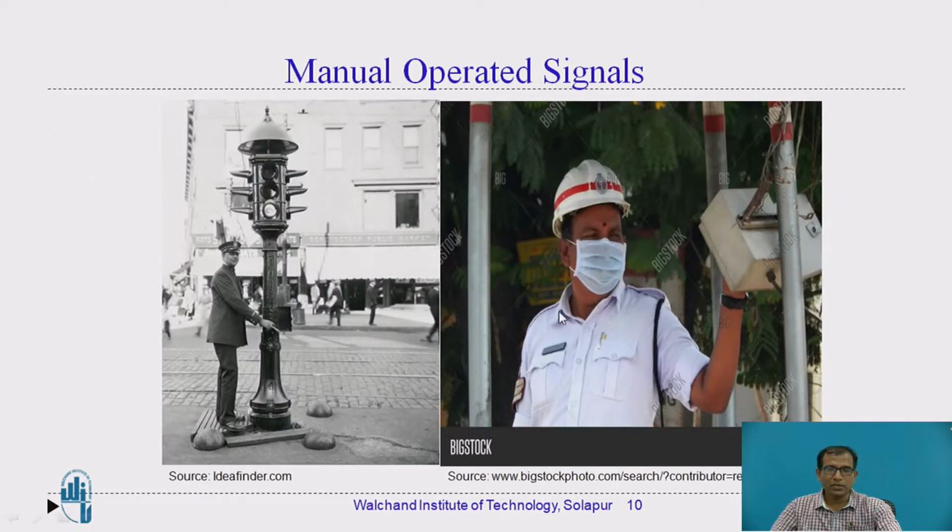So this is the picture. The signal box is there, so the traffic police will come and operate at the corner of the junction, changing the different signal timings.